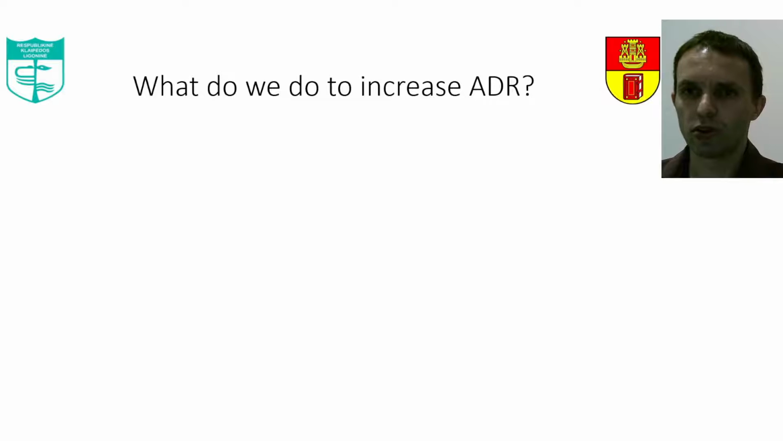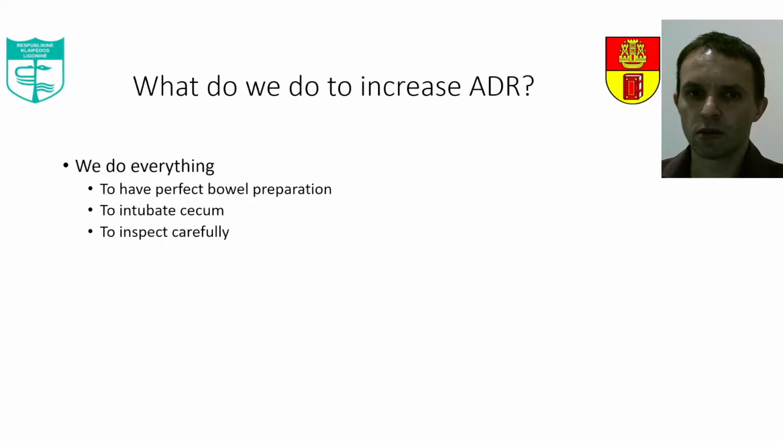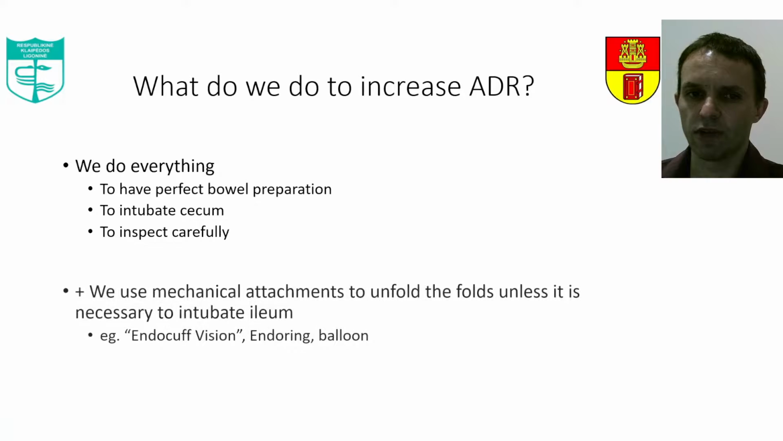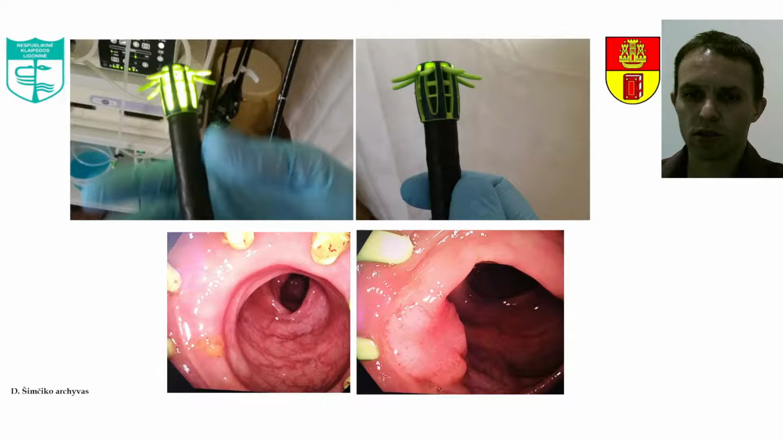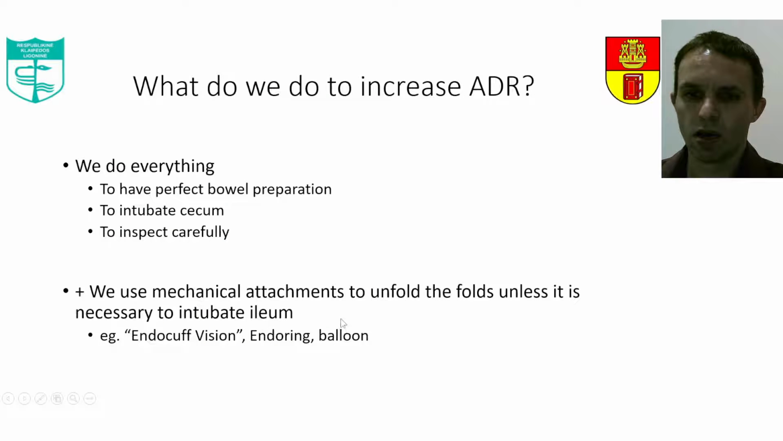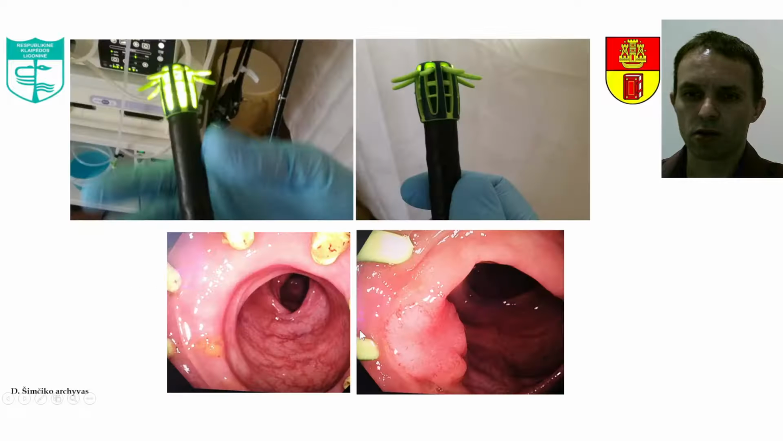What do we do to increase our ADR? We do everything to have perfect bowel preparation, to intubate the cecum, to inspect carefully. Plus, we use mechanical attachments to unfold the folds of the colon unless it is necessary to intubate the ileum. Most commonly, we use Endocuff Vision. Also, it is possible to use Endo-Ring or a special colonoscope with a balloon at the end of the colonoscope.